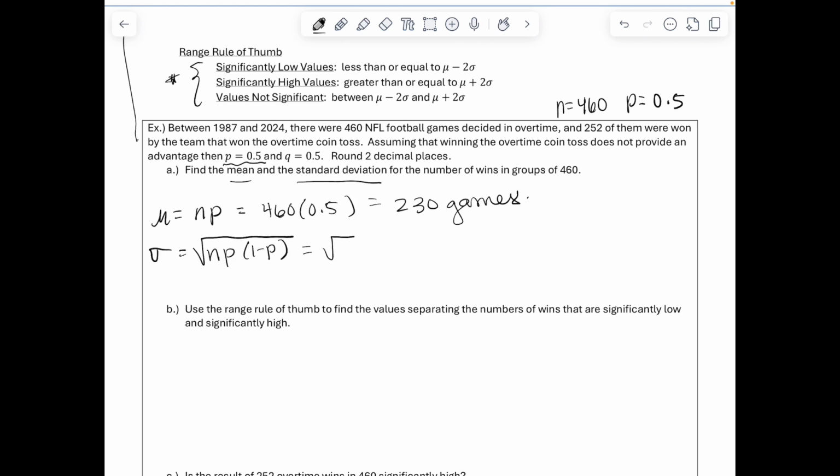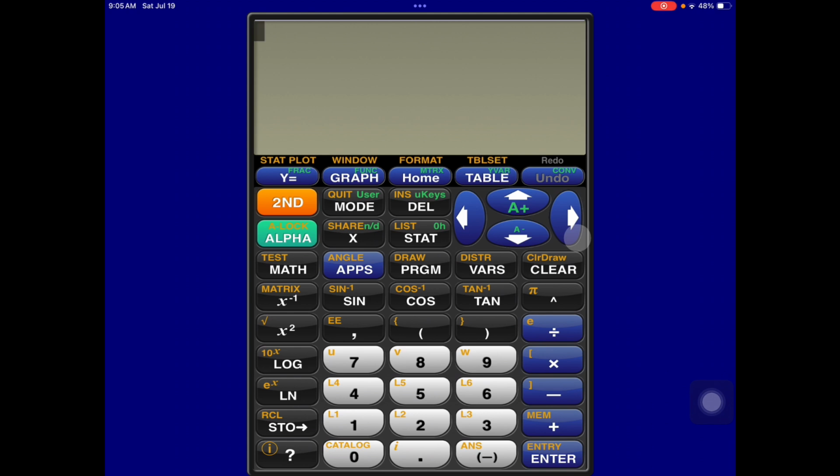And then on your calculator, we have to do the square root of n, which is 460, times 0.5 times 1 minus 0.5. On the graphing calculator, we need to use the square root function. The square root function is with x squared. It's right above log. It's on the left side of the calculator. To get to the square root function, we need to select second, x squared, and it should put a square root function on your calculator.